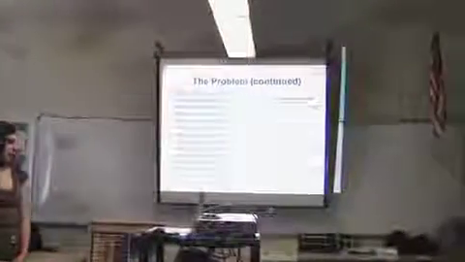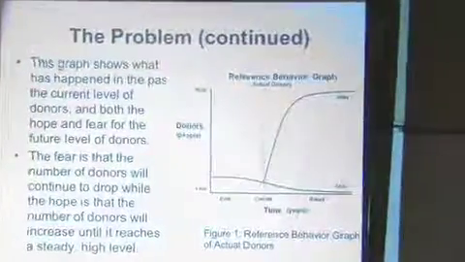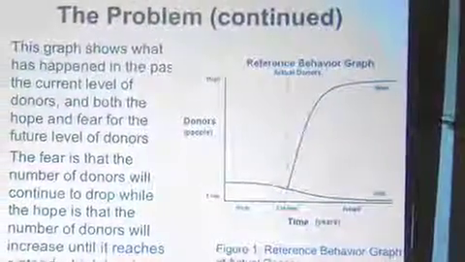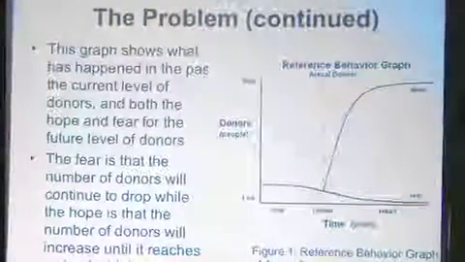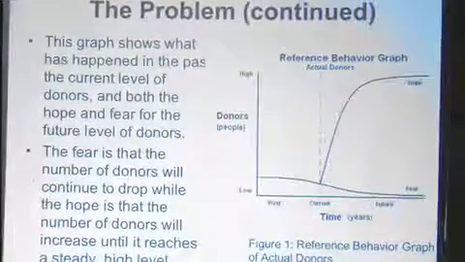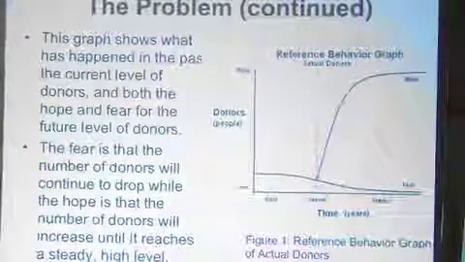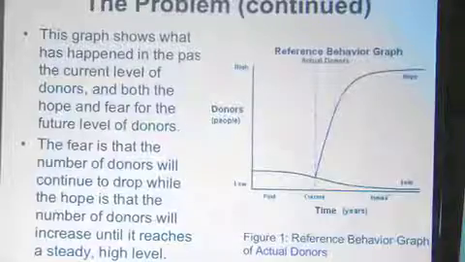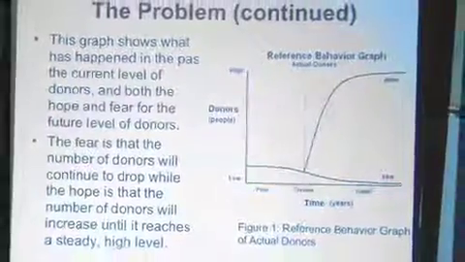This is a reference behavior graph of actual donors, and it shows what has happened in the past with the current level of donors, and it also shows the hope and the fear for the future level of donors. The fear is that the number of donors will continue to drop, which is seen in the graph with the lower curve, while the hope is that the number of donors will increase until it reaches a steady high level, which is what we show in the hope at the top.